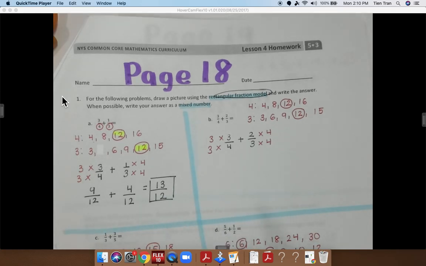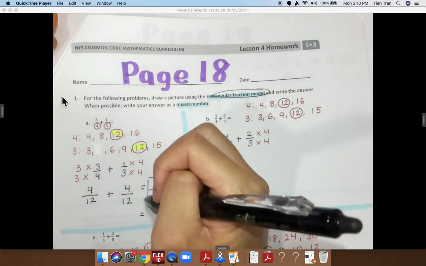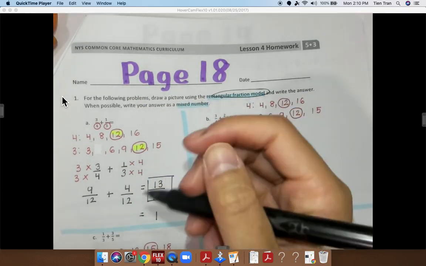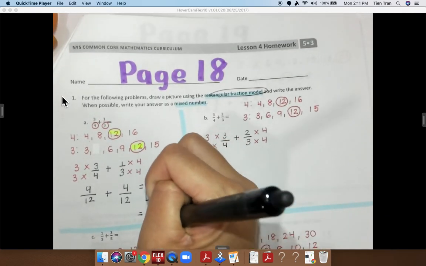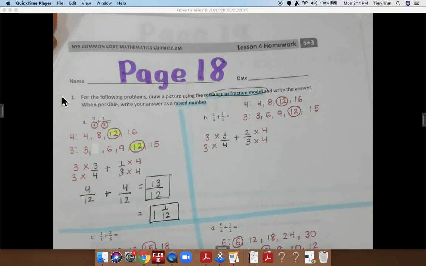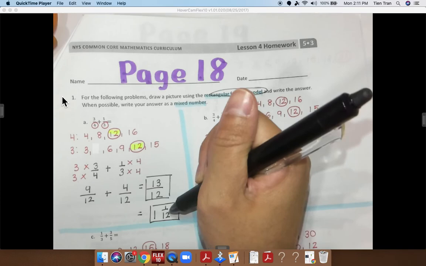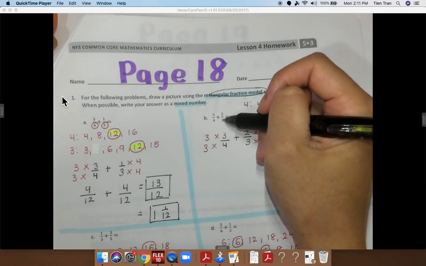If you want to change it into a mixed number, which is something we will be learning soon, you can change it. You would get 1 and 1/12 because 12 goes into 13 one time and we have a remainder of 1/12. Now on this side, I have 3/4 plus 2/3.